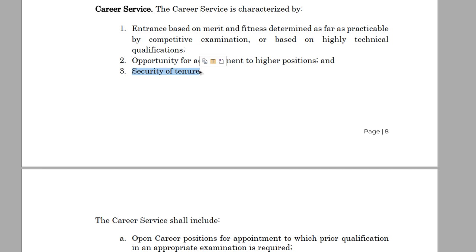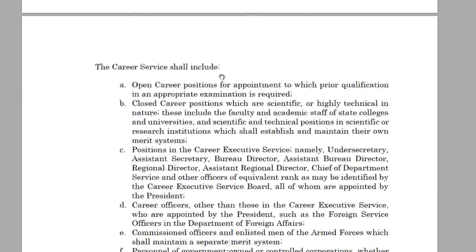Okay, unlike in the private sector. Sa private sector kasi, there are instances that any employee could just be removed from the position by the desire of the head of that certain organization. Hindi po pwede yung sa career service. You are secured by existing CSC rules, laws, and policies.